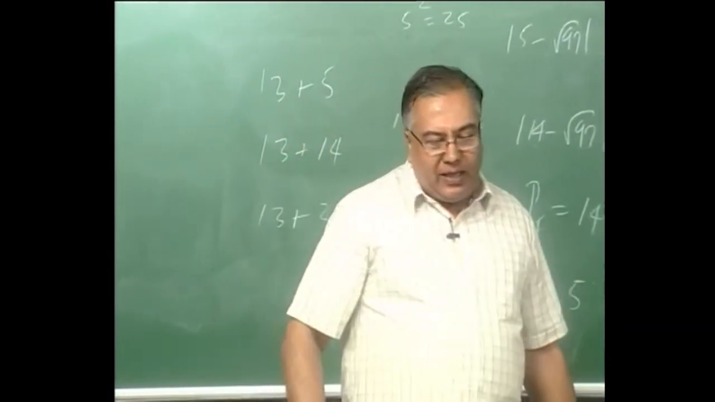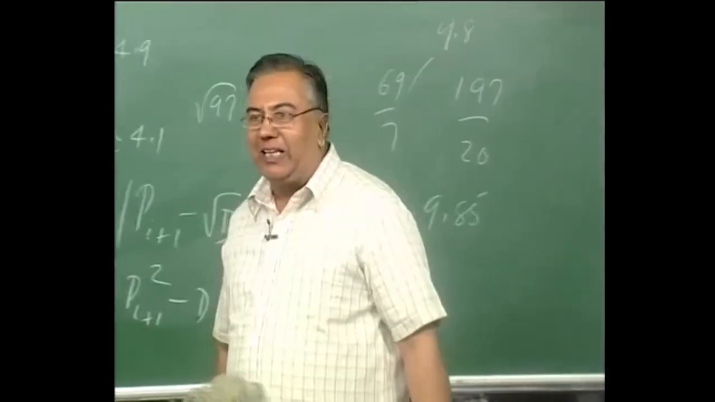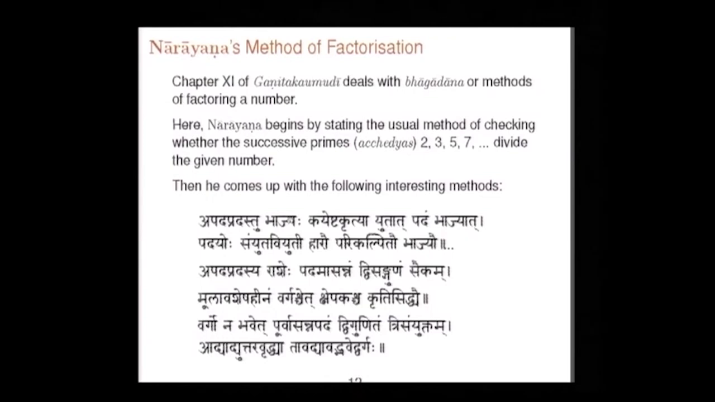So one, he says the usual procedure, that when you want to factorize a number, you try dividing it by successive achedyas. This is the name he gives to primes, numbers which are not divisible. Achedyas, 2, 3, 5, 7, divided. This is the well known sieve of Eratosthenes or whatever. This is the standard method for trying to find the factors of a number. Then he comes up with the following interesting methods.